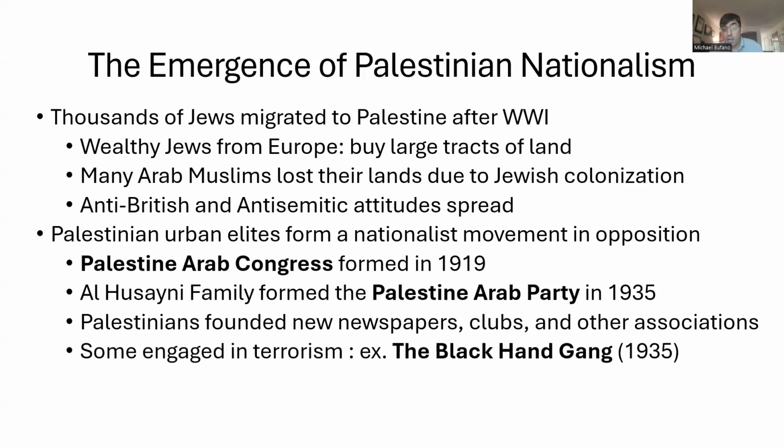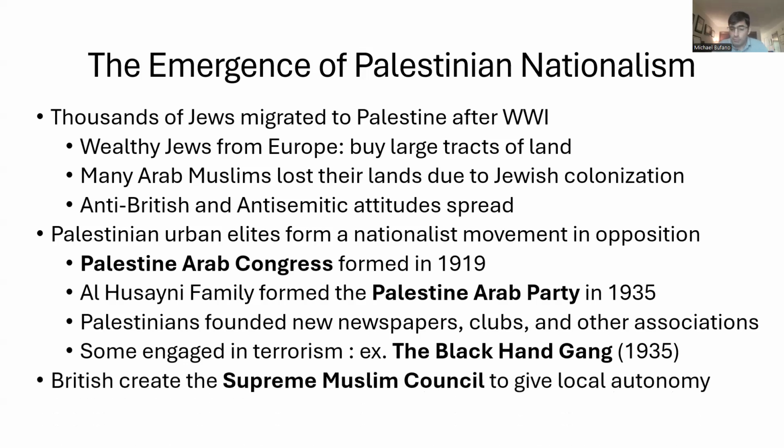And on top of this, things are also going to get violent. They're going to start to engage in armed conflict. So, for example, in 1935, an organization called the Black Hand Gang is going to form, and they're going to commit acts of violence against Jewish settlers. There are going to be acts of terrorism committed. And of course, as I'm going to discuss in a second, you also had a similar thing happening on the Zionist side, the Jewish side of the equation.